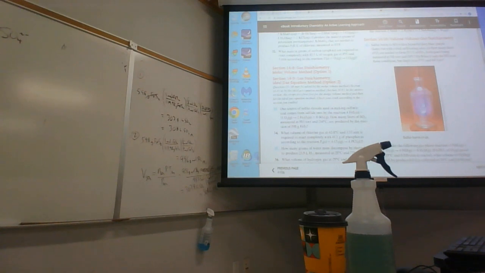The volume ratio is equal to the mole ratio at constant T and P. So the mole ratio is like this: 1 mole of sulfur, 1 mole of O2 produces 1 mole of SO2. The volume ratios for gases.